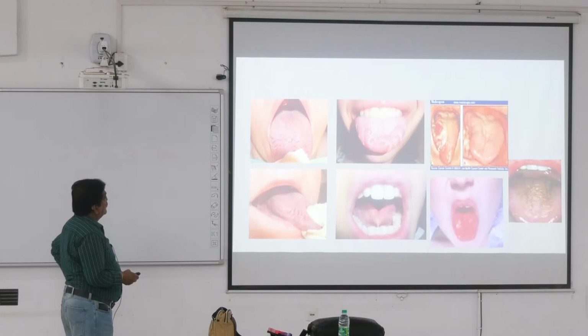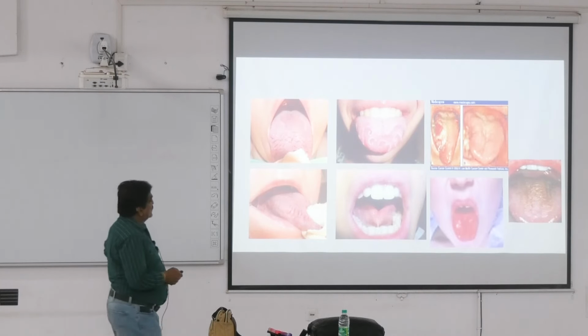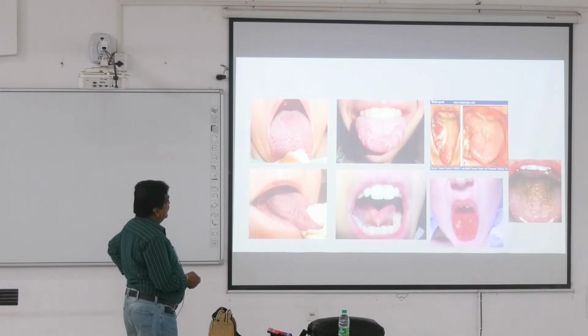Now, these are the different types of tongue that are reflected in different disease conditions. And see, this is the tongue tie here, and these are some ulcers in the lateral margin.